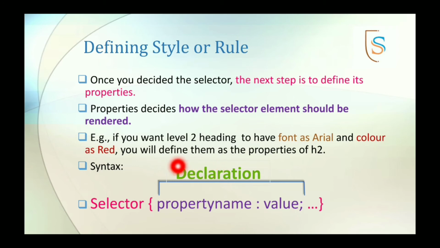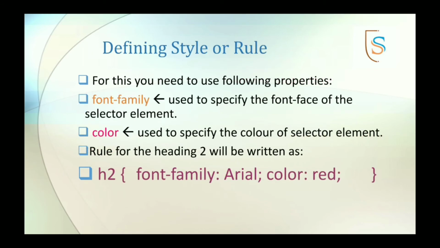So how can we define this? The syntax for defining a style is, first of all, we define the selector, then we start with the curly bracket, then we define the property name, and then we define the value for it. This property name and value combination is known as the declaration. Now how to do it? For example, to apply a different font style, we use the property font-family to define the font face of the text, and to define the font color, we use the color property. One thing you need to remember is that the spelling of color is different: you use COLOR in CSS.